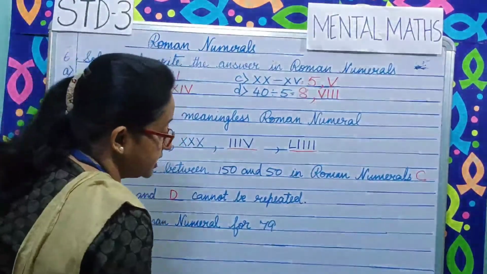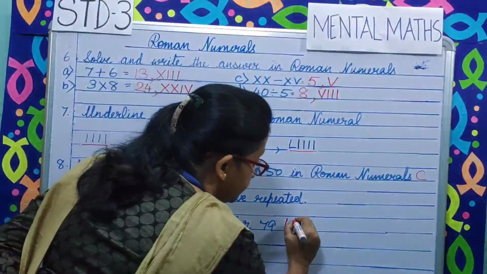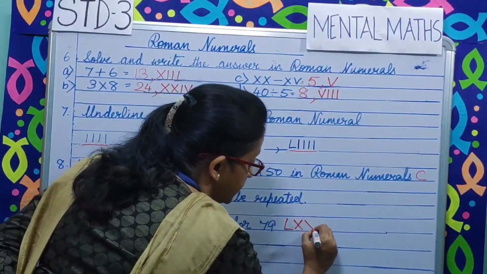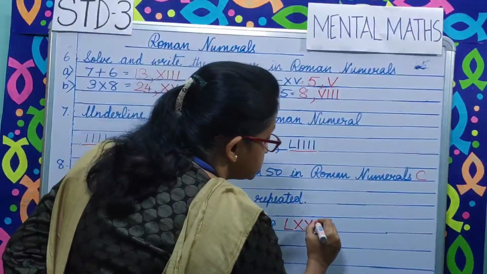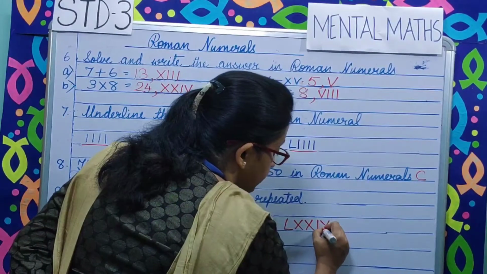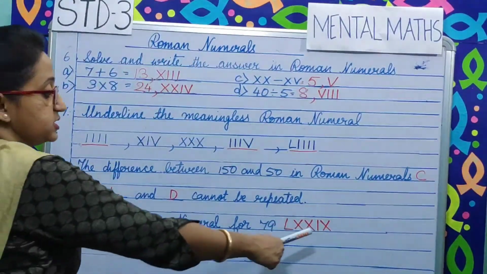Write the Roman numeral for 79. How do we write 79, children? L represents 50 plus X makes it 70 plus 9. 10 minus 1, that makes it 9. So 79.